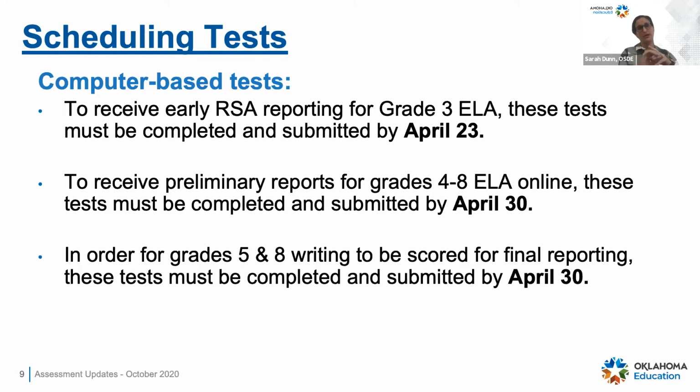So reporting for whether third grade ELA meets the RSA criteria. We need to have those tests completed and submitted online by April 23rd. And that is a very short window because the testing window opens on the 20th. So April 23rd for those. If they're turned in after that date, they'll still receive scores and they'll still receive RSA scores, but it just won't be for the early RSA reporting window that those scores will be sent back to districts.